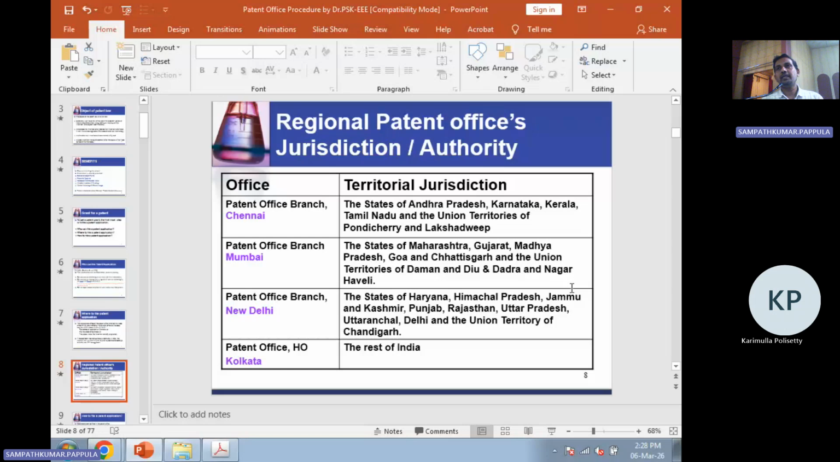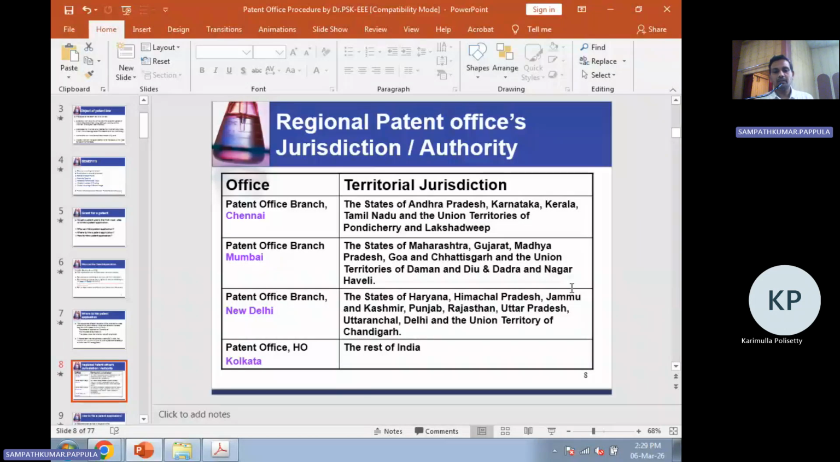Similarly, across India, if you want to file any patent, you need to use the particular office that your region belongs to, and apply through that office only. Here we have Chennai, Mumbai, New Delhi and Kolkata. We belong to Chennai. The states of Andhra Pradesh, Karnataka, Kerala, Tamil Nadu, and the Union Territories of Pondicherry and Lakshadweep belong to Chennai only. When you apply for a patent, you need to apply to the Chennai office only, not Mumbai or New Delhi.